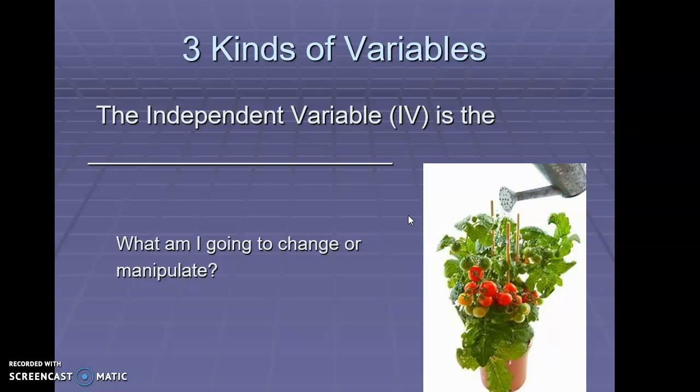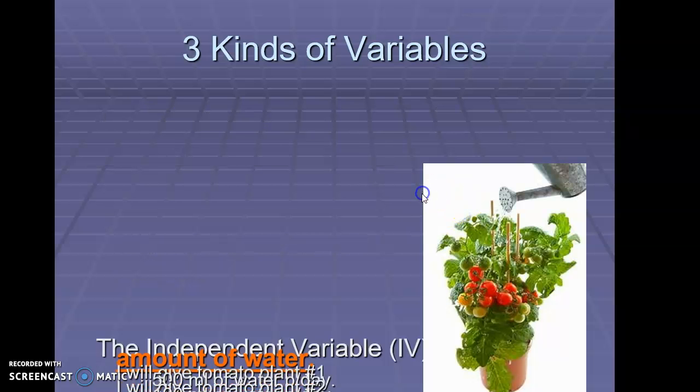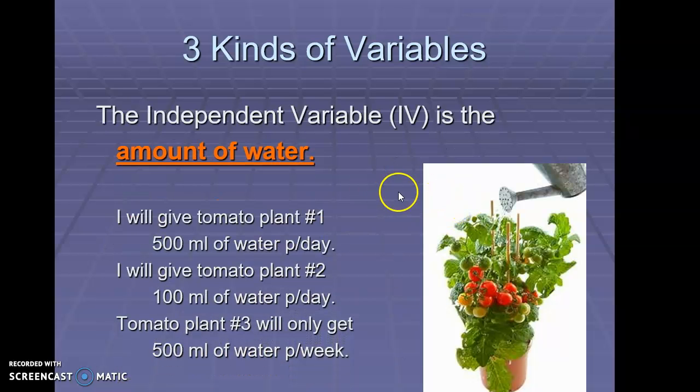Well, my independent variable is going to be the amount of water that I give my plant, because I want to find out how much water will make my plants grow the most tomatoes. I might give tomato plant number 1 500 milliliters of water per day. I might give tomato plant 2 100 milliliters of water per day, and tomato plant 3 might only get 500 milliliters of water a week. So I'm changing the amount of water that I give each plant. So that is my independent variable.